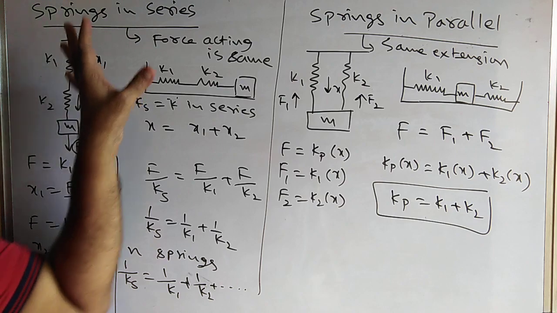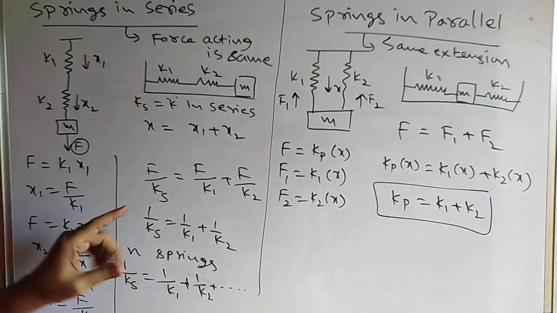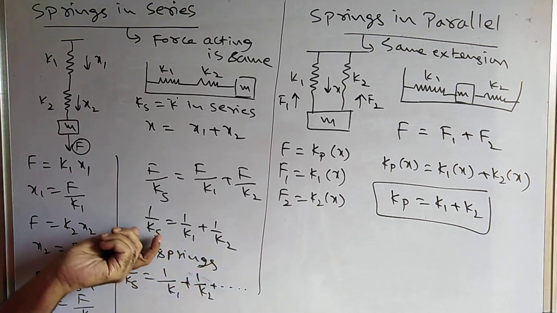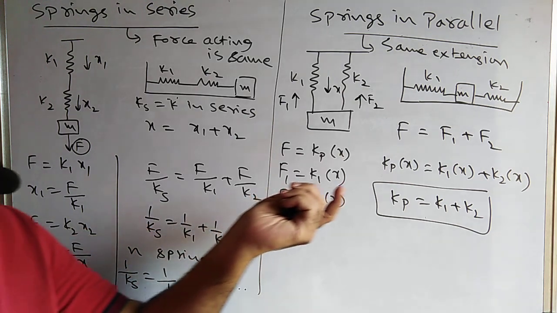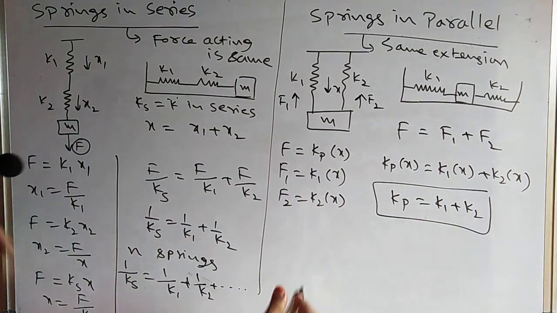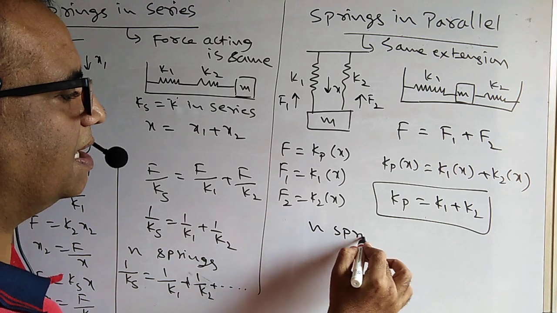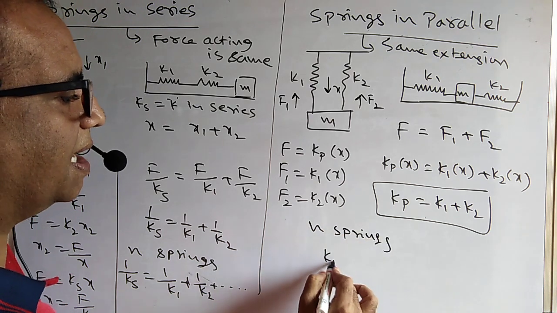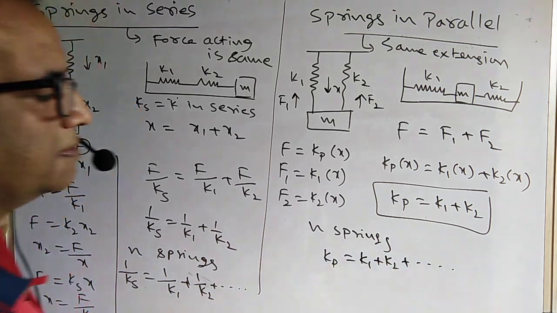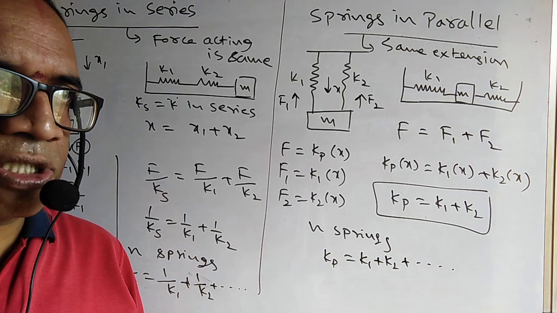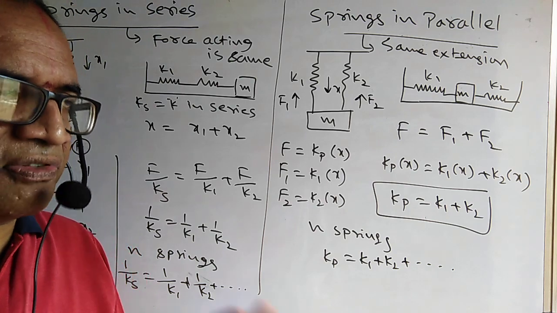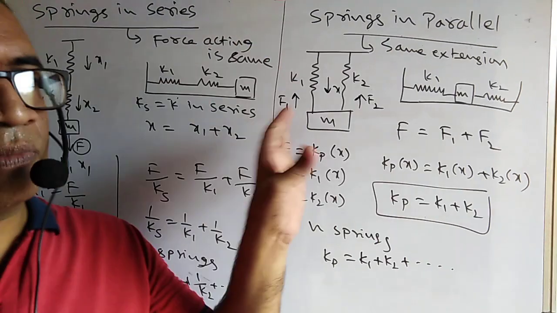The springs in series and parallel. In series, 1 by k is equal to 1 by k1 plus 1 by k2, that is the effective value of k in series. And the effective value of k in parallel is k1 plus k2. If there are n springs, then k in parallel is k1 plus k2 plus and so on. In the next class, I will explain how to calculate the time period in the different cases of the spring mass system.